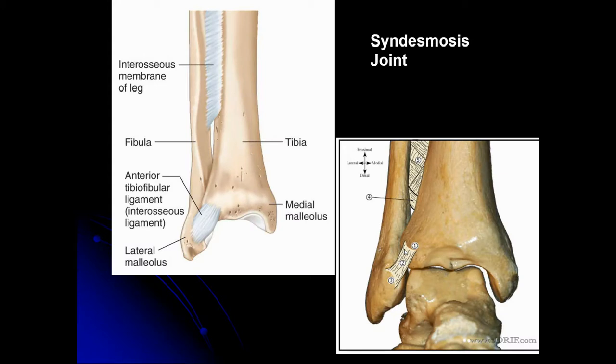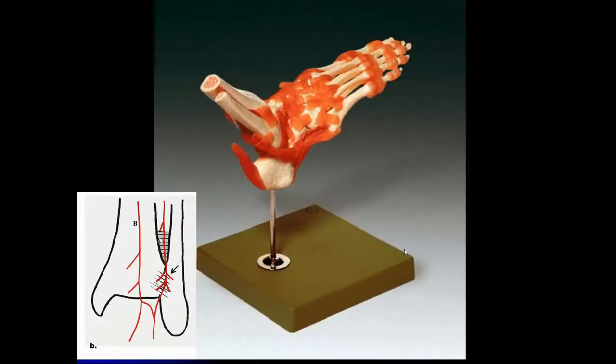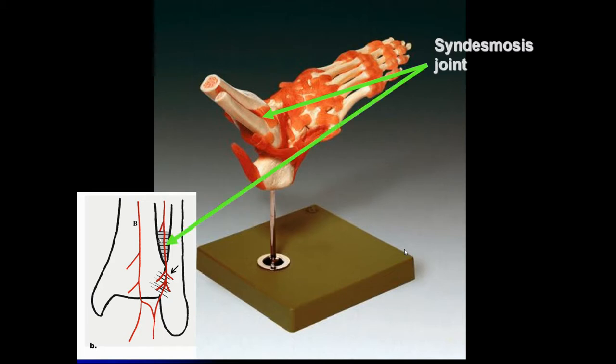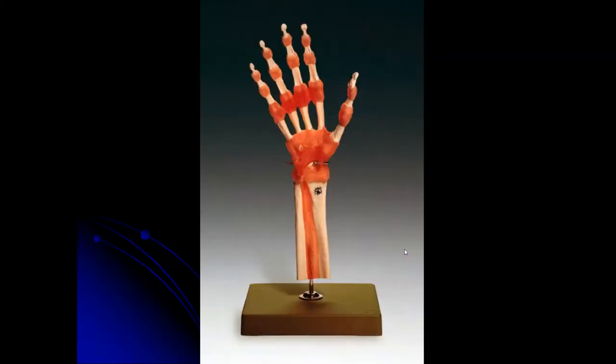Syndesmoses joints are found between two parallel long bones. So in this example, we see the tibia and the fibula, and you can see the interosseous membrane of the leg there. That is a syndesmosis joint. If we look on our models, we can see the same thing. So here is the tibia and the fibula and the foot, and right there is a syndesmosis joint. The same thing is true on the hand. If we look at it, we can see the radius and the ulna and the hand, and between the radius and the ulna, right there, is a syndesmosis joint.